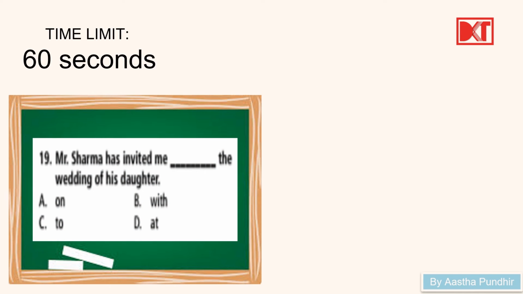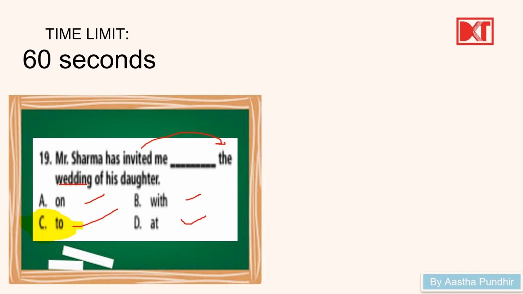Here, Mr. Sharma has invited me dash the wedding of his daughter. A on the wedding, B with the wedding, C to the wedding, or D at the wedding. And here the correct answer is C: Mr. Sharma has invited me to the wedding of his daughter. Here, to the wedding of his daughter, because to is usually used to express some sort of a movement. So here, what has been the invitation to? Invitation has been to the wedding.